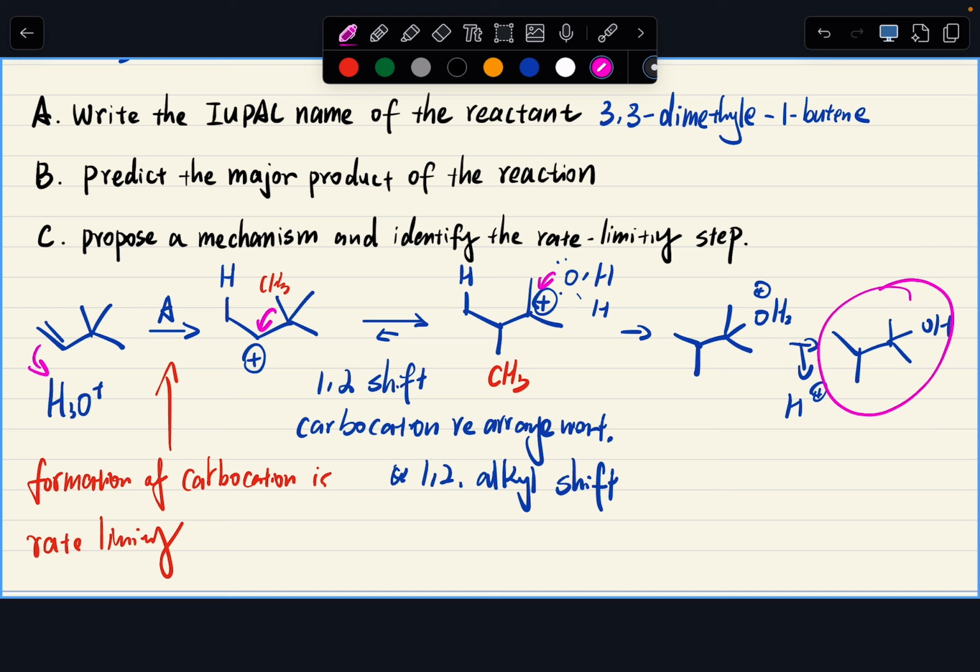We can also ask you to write the IUPAC name of your final product. If we do that, that's 1, 2, 3, 4. Oh, actually I want my oxygen, my alcohol, to be at a higher position. So 1, 2, 3, 4. So that's going to be your 2,3-dimethyl-2-butanol, if we ask you to write it.